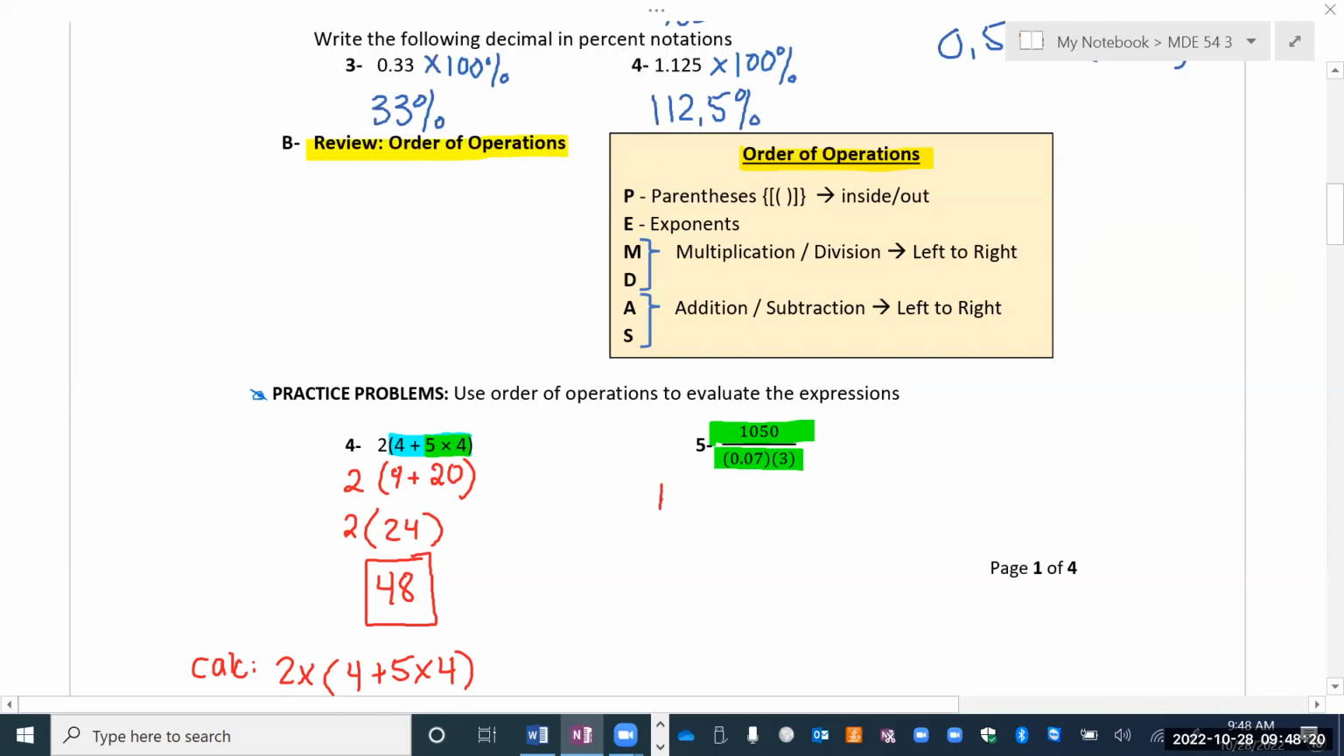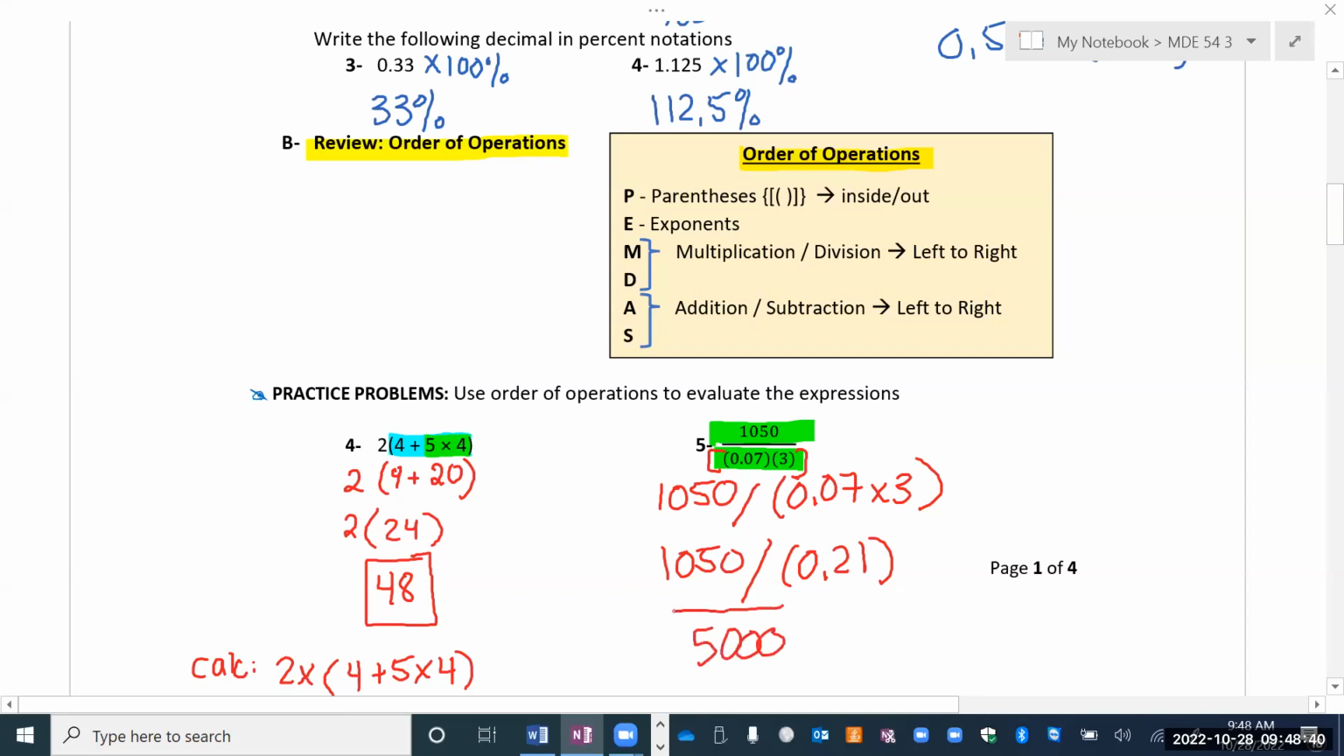So when you type this, it is actually 1050 divided by 0.07 times 3, or 1,050 divided by 0.21. Really make sure that you note that you have to put your own parentheses there. And that gives us 5,000 for our answer. All right, the others, you will want to check your key and see how you're doing.